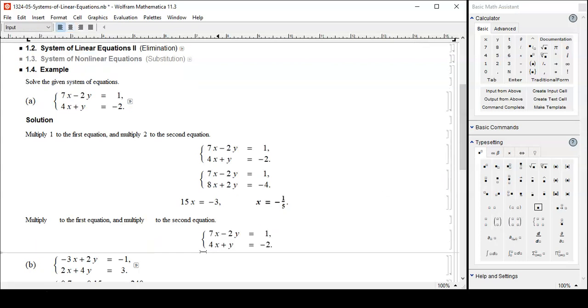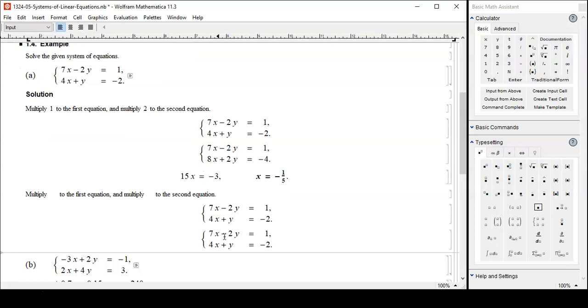That's the original. Copy the original once more. 7, 4. So they're relative primes, so I'll just cross multiply. Multiply by 4 to the first equation and multiply 7 to the second equation. So multiply by 4, 28, multiply by 4, and then about the second equation, multiply by 7. Multiply by 7, and then multiply by 7.